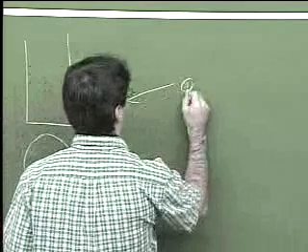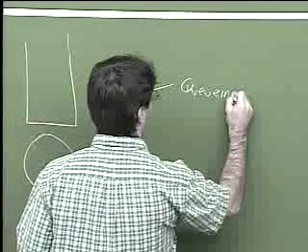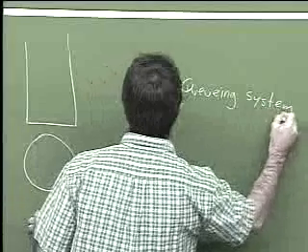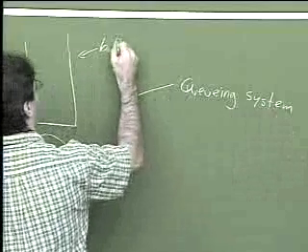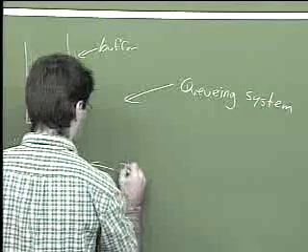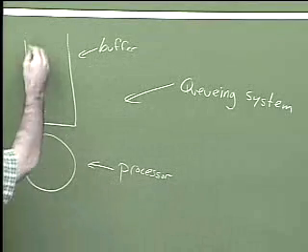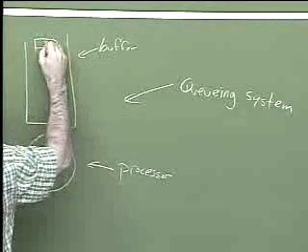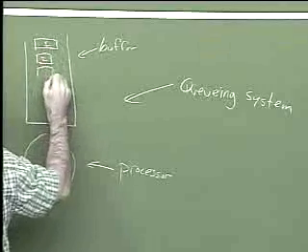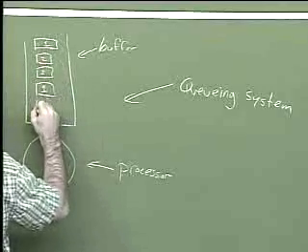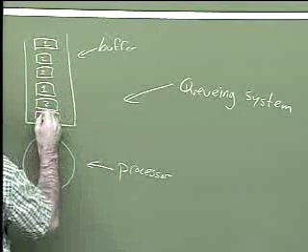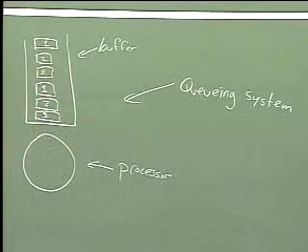Have I drawn this picture before of a queuing system? I may not have. This is a queuing system. Okay, this is the buffer. This is the processor. Okay, and packets come into the buffer. Packets from the various flows, so I can number them. Flow 1, flow 2, flow 3, flow 1. And then this processor can process one packet at a time.